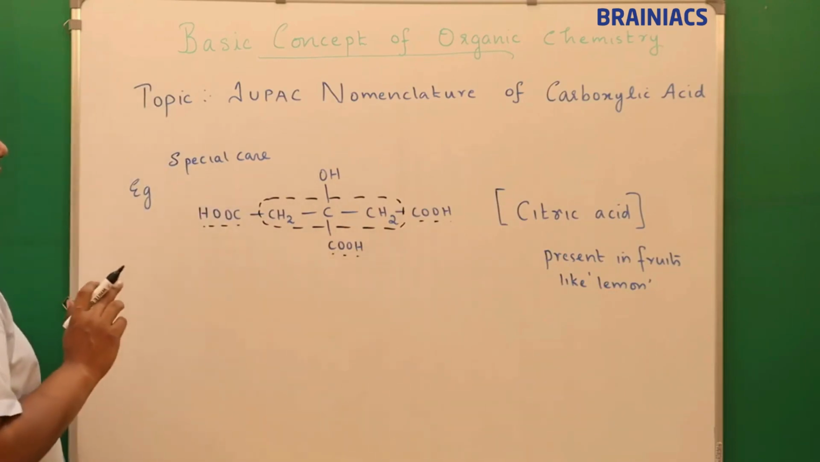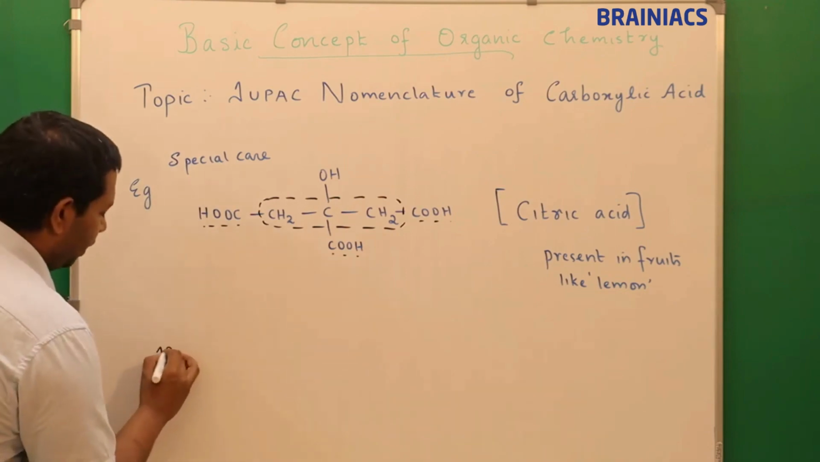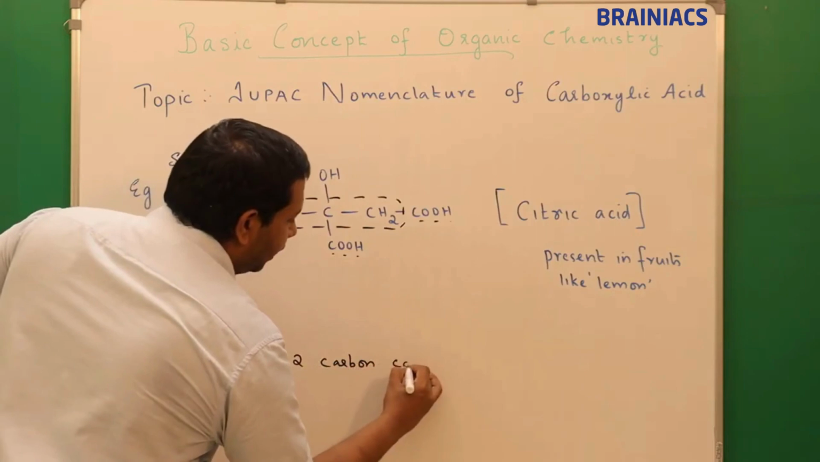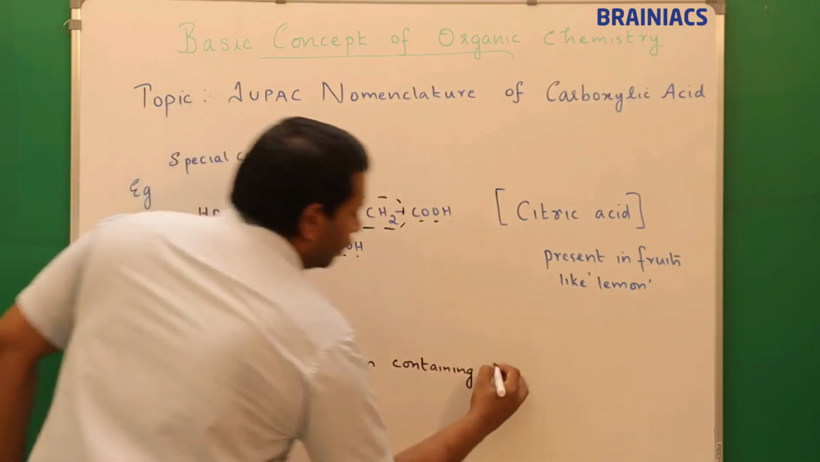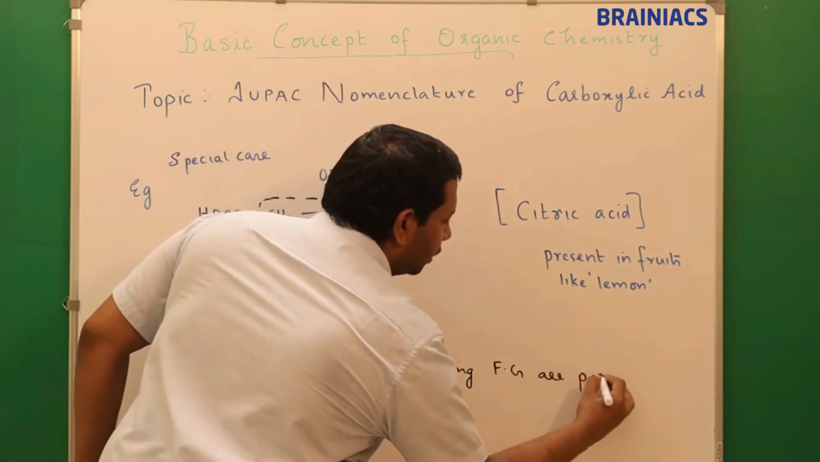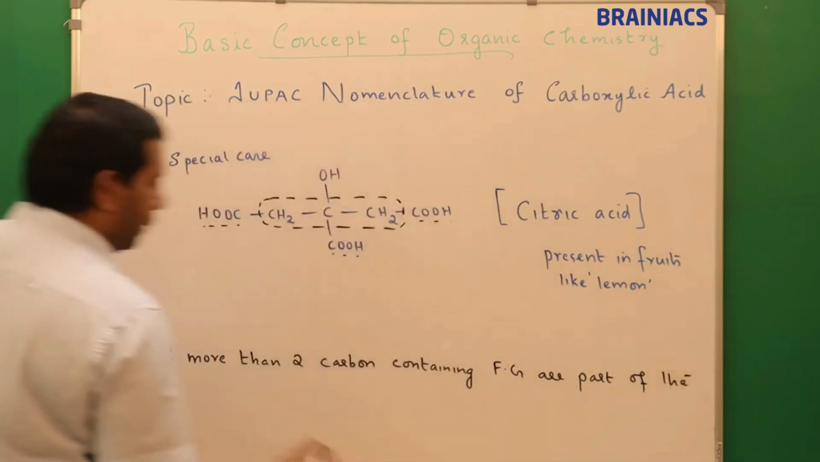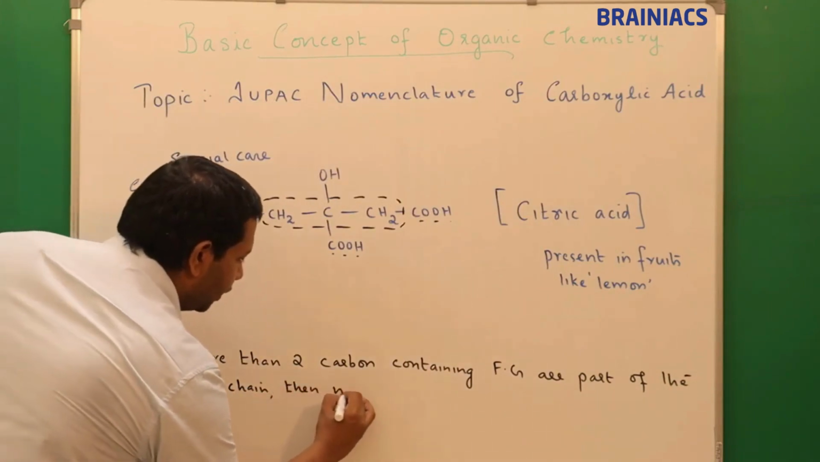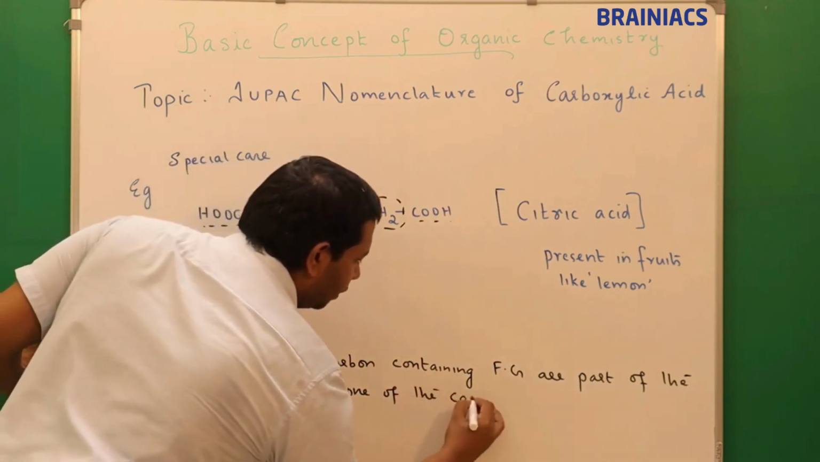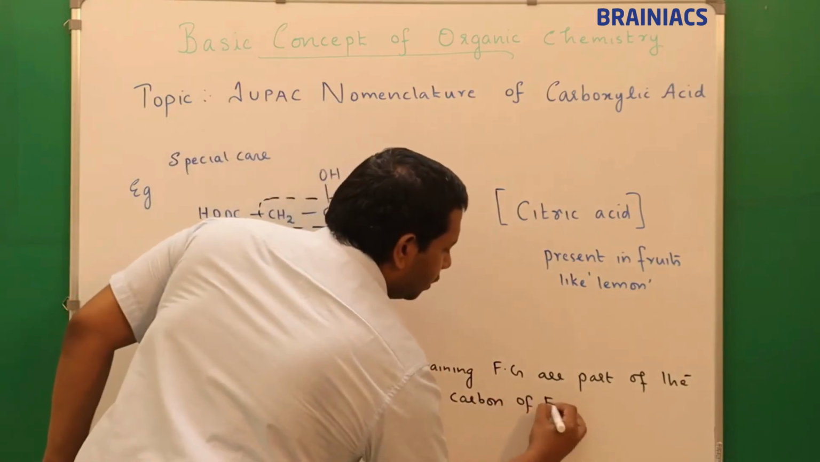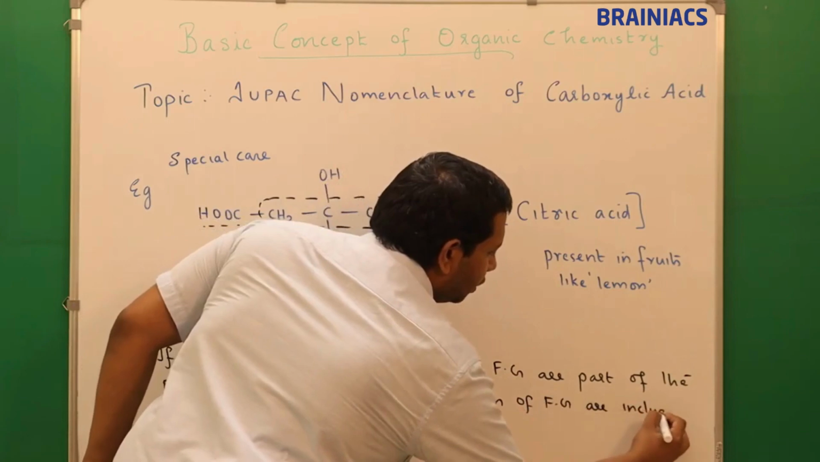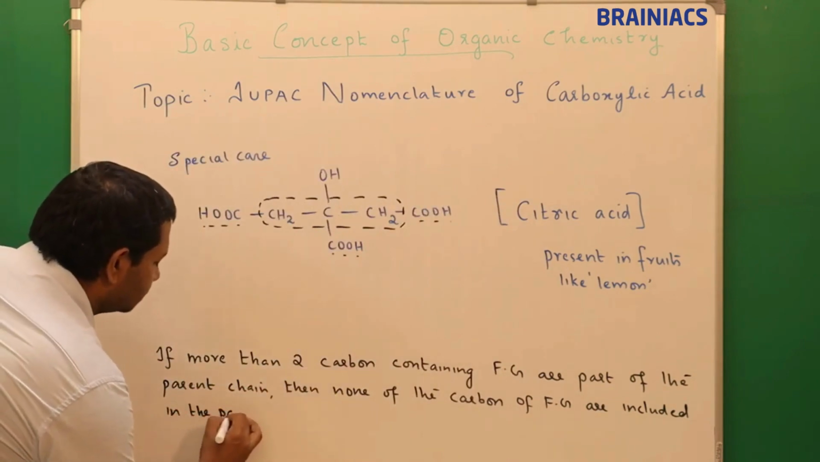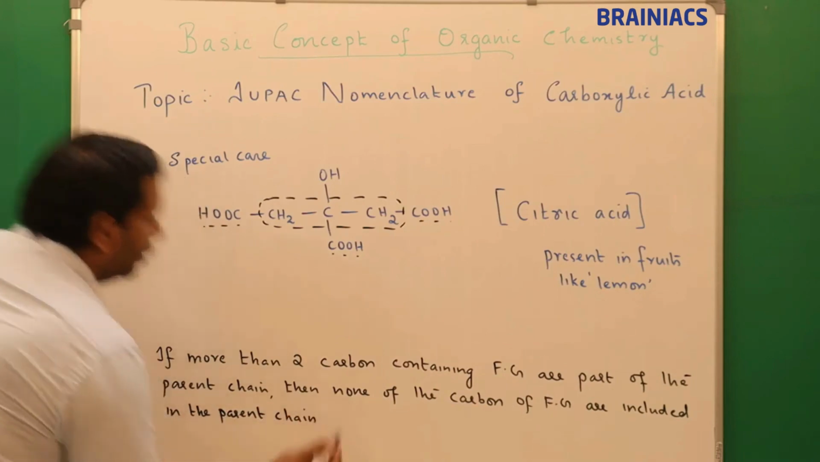Okay, so I will write that rule. If more than 2 carbon containing functional groups are part of the parent chain, then none of the carbon of the functional group are included in the parent chain. Correct? This is what we have done. So this is the special rule.